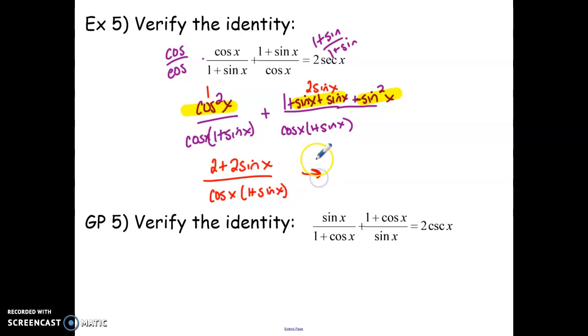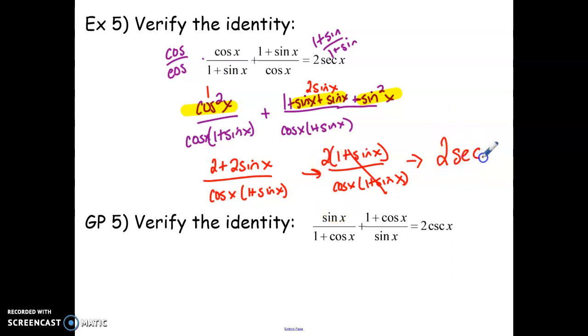I'm just going to keep going this way so I have room. I'm going to factor out a 2. So I have 1 plus sine of x over cosine times 1 plus sine. And these cancel. So I end up getting 2 over cosine, which is the same as 2 times secant, which is what we needed. Again, hit pause, try that problem, make sure you're with me on that, and then move along.